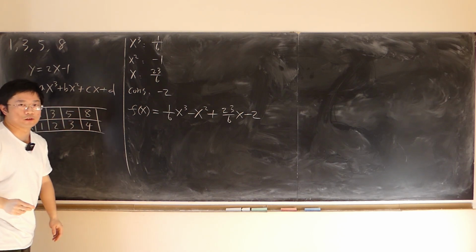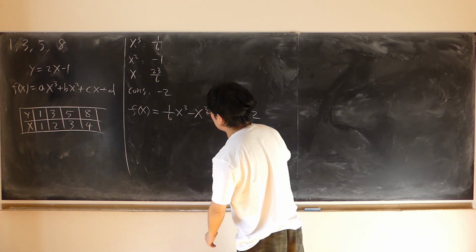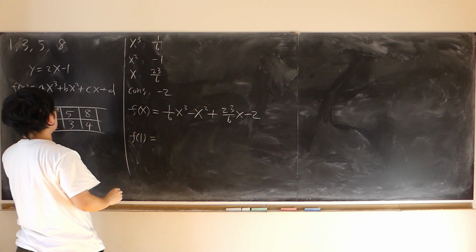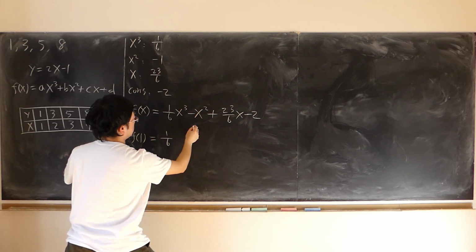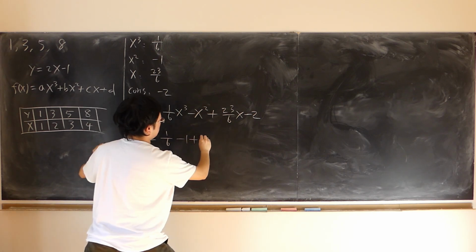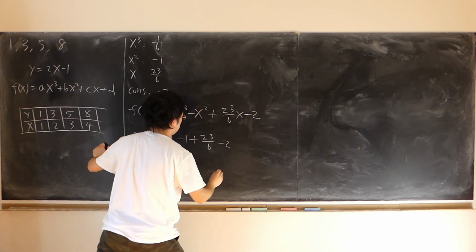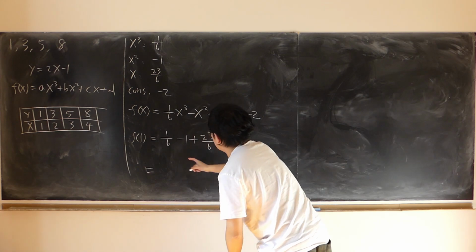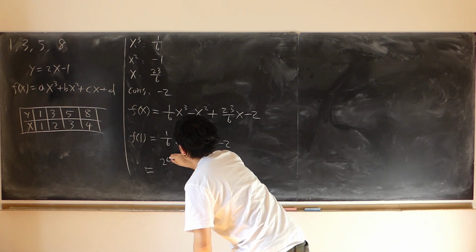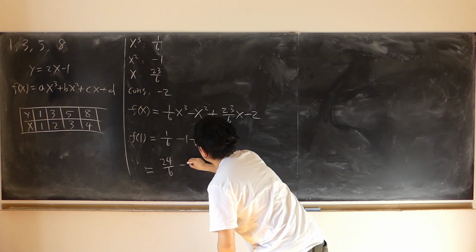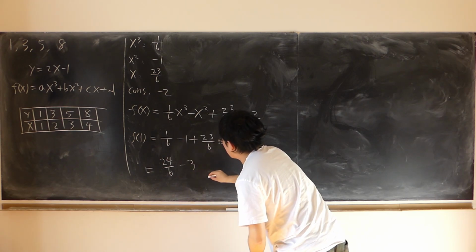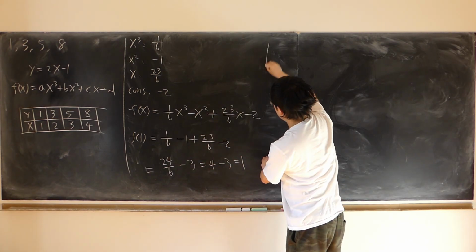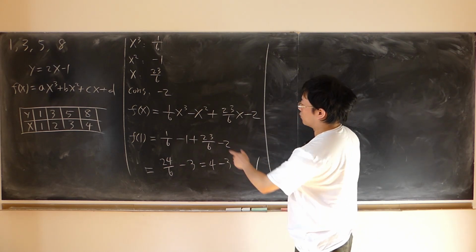And just to be really convinced, let's double check. So check what is f of 1. Is it really equal to 1? So 1 over 6 minus 1 plus 23 over 6 minus 2. That is equal to, fractions go together, 24 over 6, integers, negative 3. What is that? 4 minus 3, 1. So that is good.